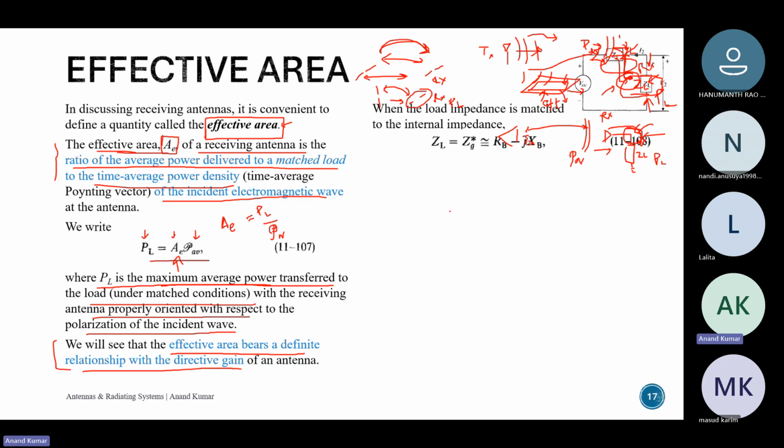This is a little scribbled here. Let me just remove this maybe.